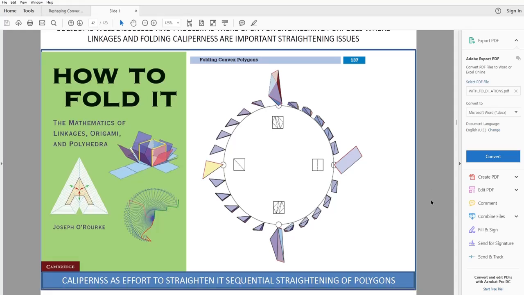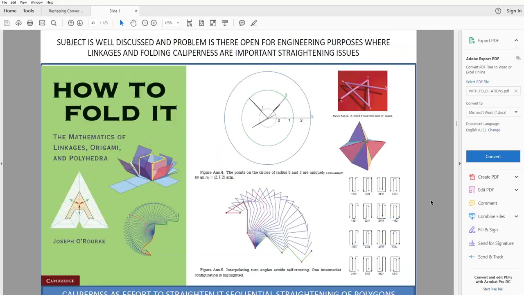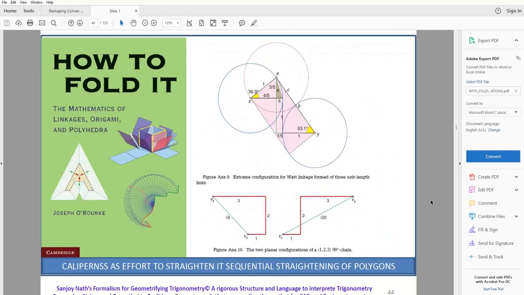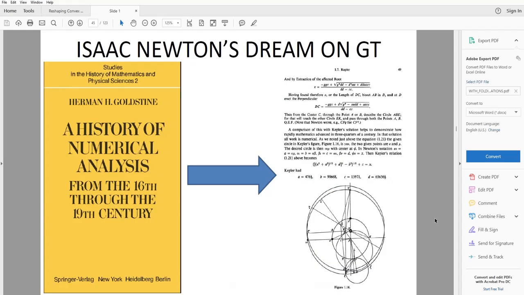So we are showing you here the direct applications of Sanjoy Nath's Geometrifying Trigonometry in real life industrial uses, and without that you are not going to get the interest, I know it. So now we are hitting your mind with the concept directly from the books, from Isaac Newton, Descartes, Leibniz, and the try of developing this kind of subject, but at that time computer was not there.